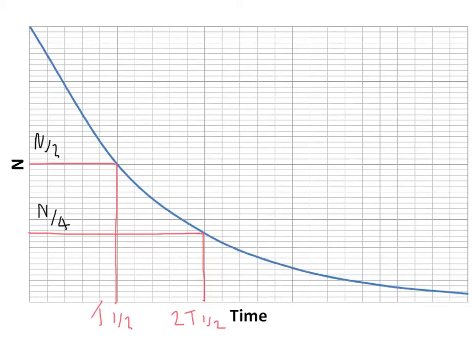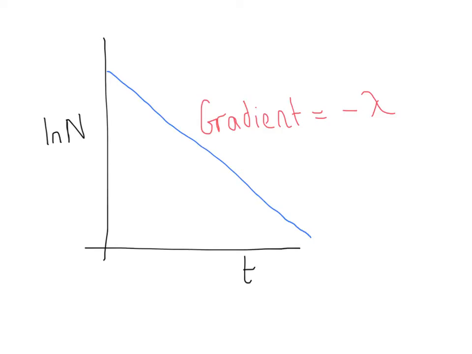So what we actually do is plot a slightly different graph. If we plot a graph of the natural logarithm of the number of undecayed atoms against time, you get this nice straight line graph here. And actually the gradient of this graph is -1 times your decay constant, which is quite useful if we want to work out what our activity is or that sort of thing. So this log graph is much more useful in terms of that.